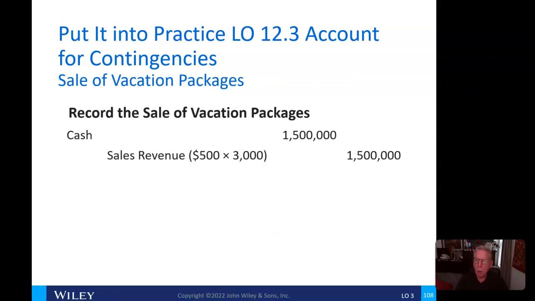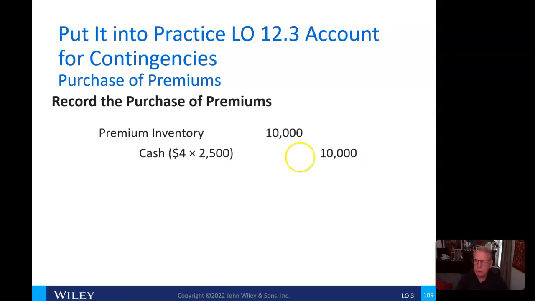Okay, then we're going to record the sale of the vacation packages. Here we'll debit cash for $1.5 million, and we got that by multiplying $500 times 3,000 packages, for sales revenue of $1.5 million credit. Then we'll record the purchase of premiums, the premium inventory for $10,000, and we paid it in cash for $10,000, and we bought 2,500 of these tackle boxes at $4 a piece.